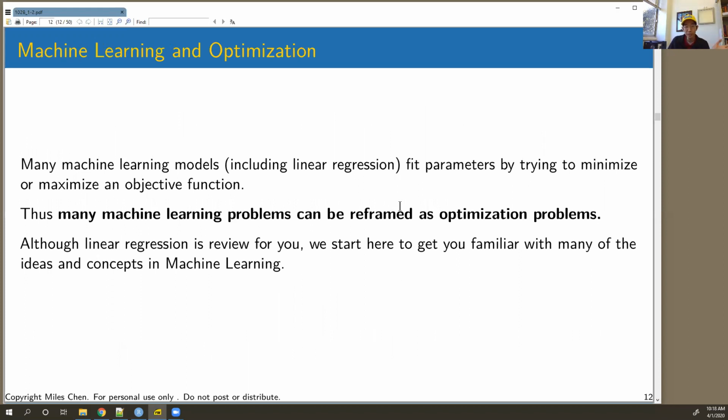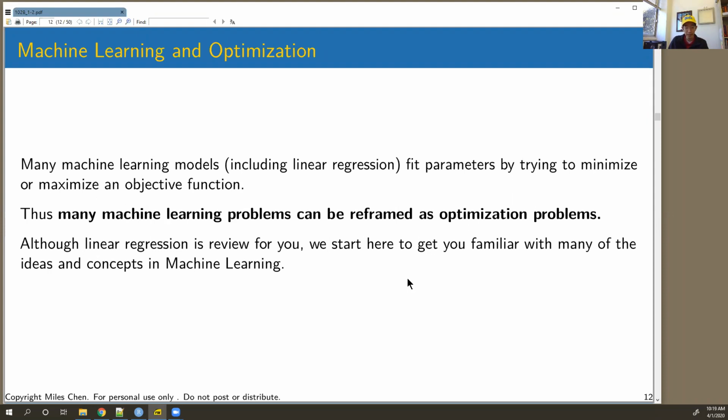And so in general, machine learning models, and linear regression counts as a machine learning model. Now, if you are applying for a job, don't say I know machine learning if the only thing you know is linear regression, but it counts. It counts as a machine learning model because those parameters are estimated using an algorithm. And so many machine learning models fit parameters just by trying to minimize or maximize some objective function. Therefore, a lot of machine learning problems can be turned into optimization problems, meaning we want to search for a local minimum or a local maximum.